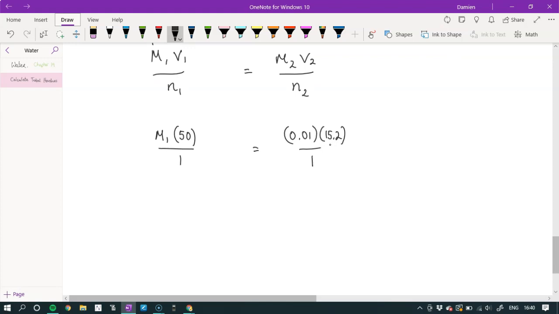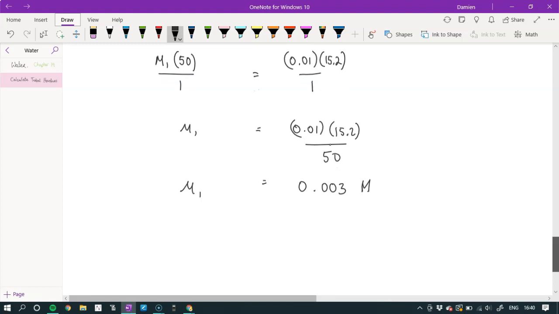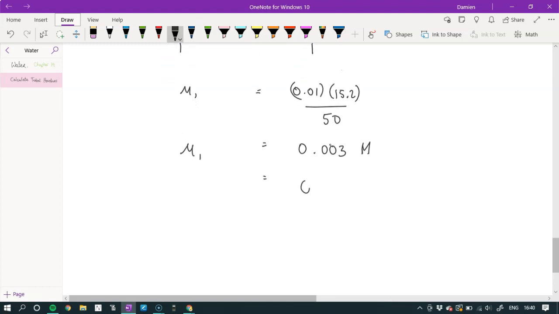With a bit of maneuvering of the equation, M1 is going to be equal to 0.01 multiplied by 15.2, all divided by 50. So M1 is going to be equal to, I worked it out here, 0.03. Now, that is molar because it is molarity. So once we see molar, we can change that to 0.03 moles in 1000 cm cubed. And that's your CaCO3. So that's what we're dealing with.